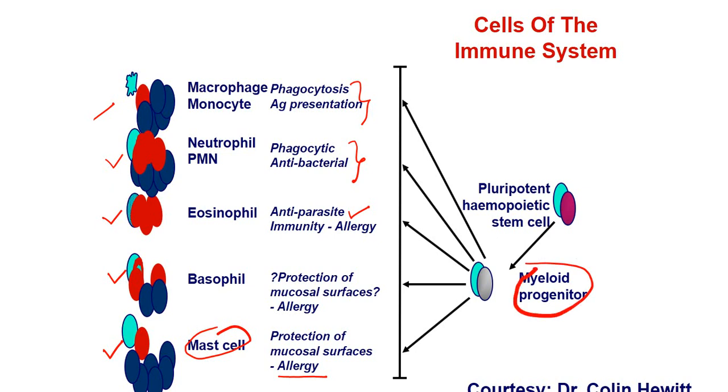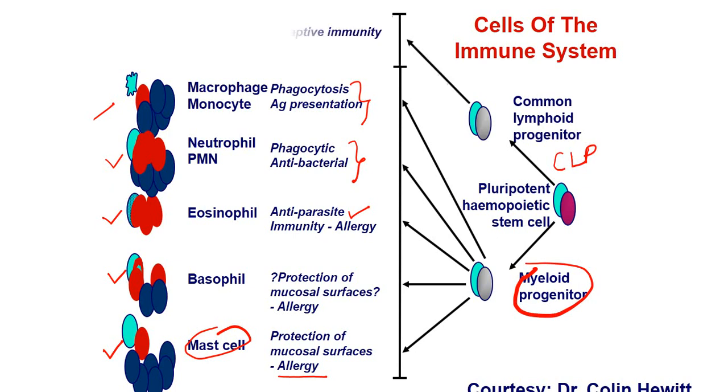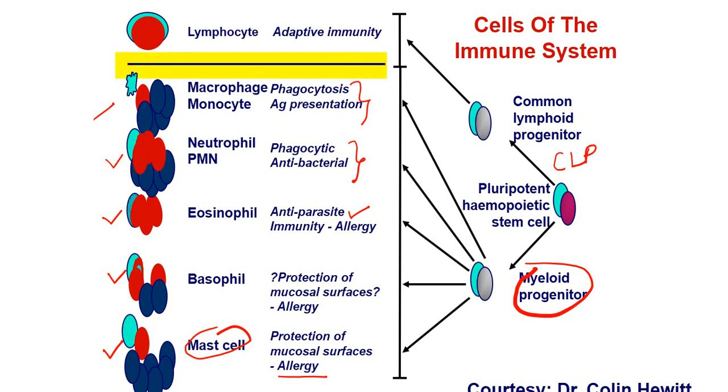Apart from myeloid progenitor, you also have a common lymphoid progenitor, which is abbreviated, as we saw earlier, CLP, common lymphoid progenitor. These common lymphoid progenitors will give rise to the lymphocytes. Again, we know lymphocytes are component of adaptive immunity. We basically have two types of lymphocytes, that's the T lymphocytes and the B lymphocytes.